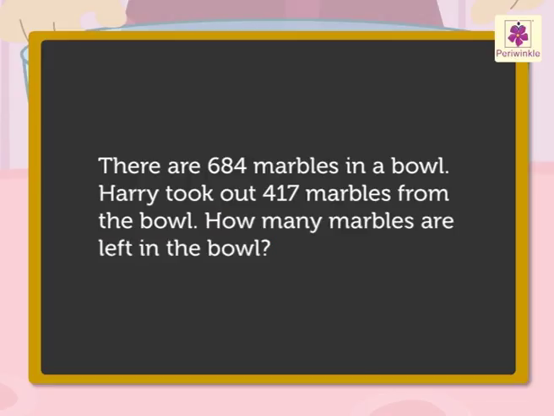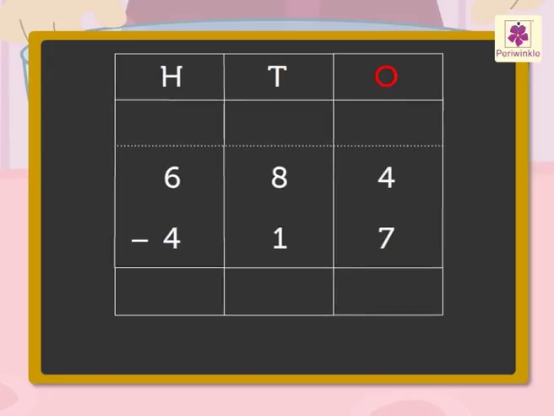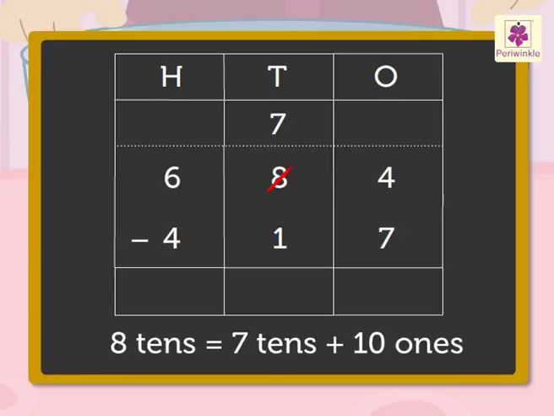So, to find out how many are left, we have to subtract 417 from 684. We first subtract the ones, then the tens, and then the hundreds. Subtract the ones, that is 4 minus 7. As 4 is smaller than 7, we regroup the 8 tens as 7 tens plus 10 ones.